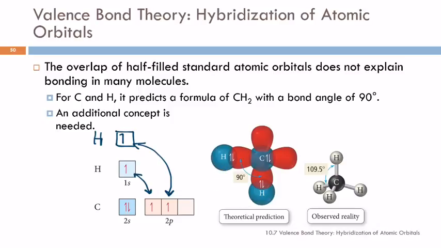But actually, CH2 does not exist. What we see is CH4 with 109.5-degree bond angles because it's a tetrahedron. So what this tells us is that an additional concept is needed. We're not going to just chuck the whole idea. We're going to say, well, obviously there's something we haven't thought about.